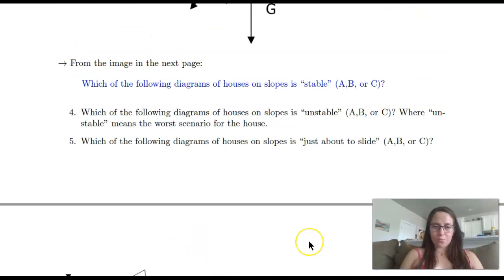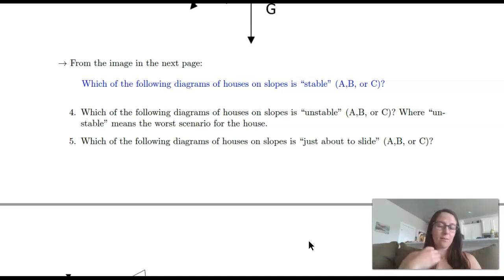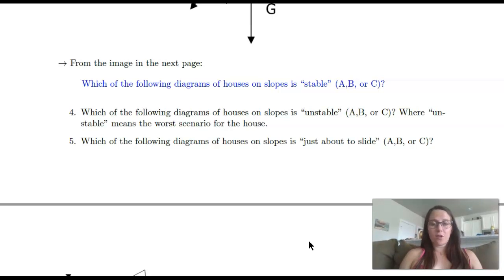All right, so now from the image in the next page, so that's going to be this image right here, you have a few questions that you need to answer. The first question is, which of the following diagrams of houses on slopes is stable? And by stable, I mean that the forces that are pulling the objects downslope are less than the forces that are working against those objects moving downslope. In other words, saying that the friction force is greater than the gravity downslope force.